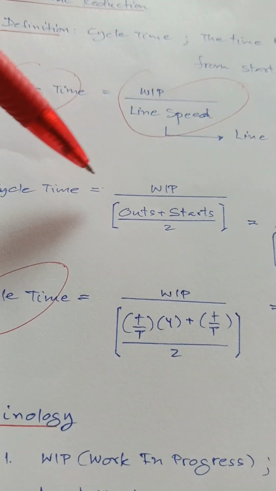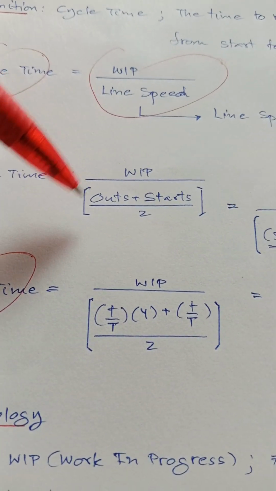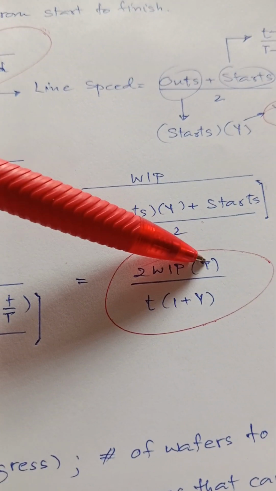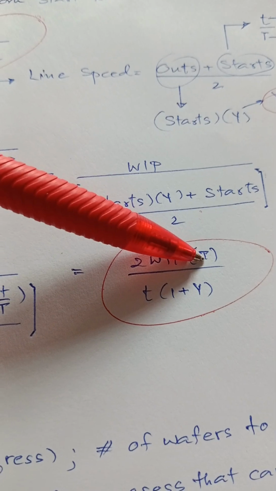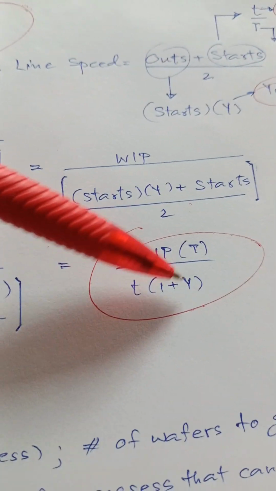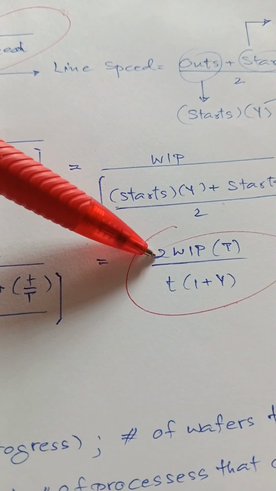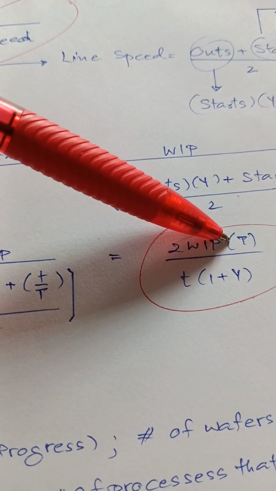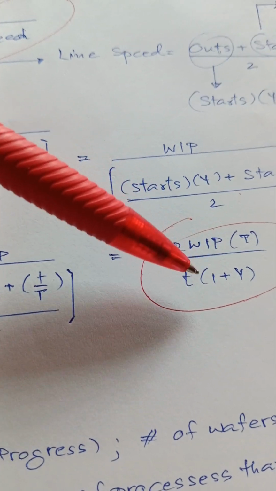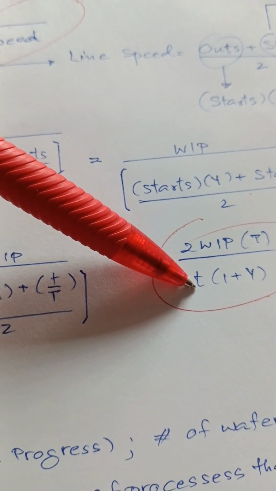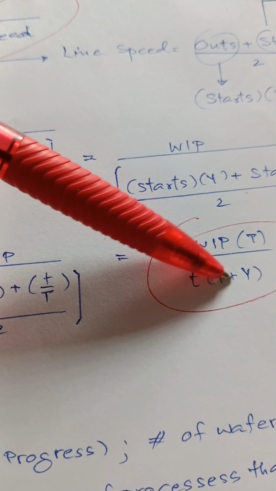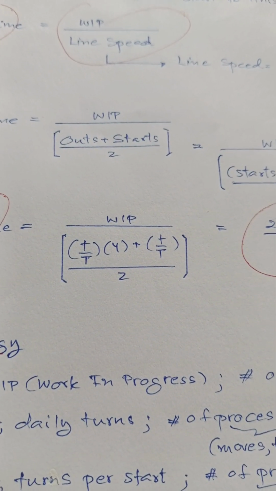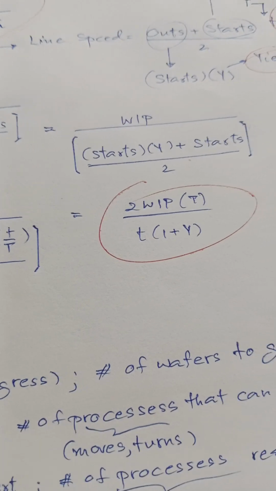Now we go to simplify your CT equation in terms of the work in progress, the turns per start, daily turn, and yield. This is the final equation. You have 2 multiplied by WIP and multiplied by uppercase T, divided by your daily turn, and then multiplied by 1 plus y, yield. Okay? That's your equation. Very simple.